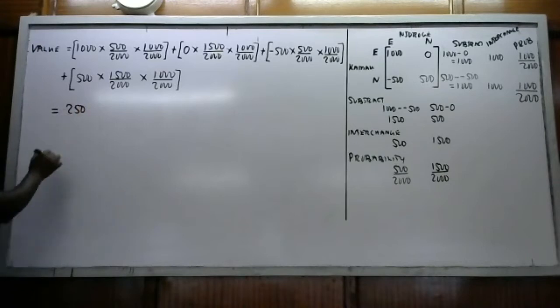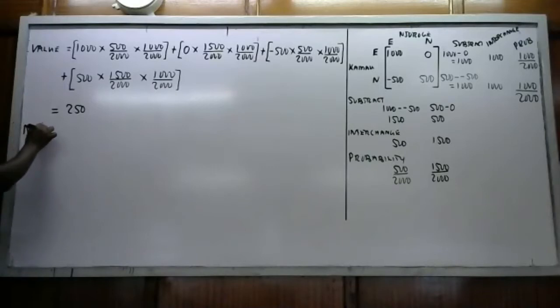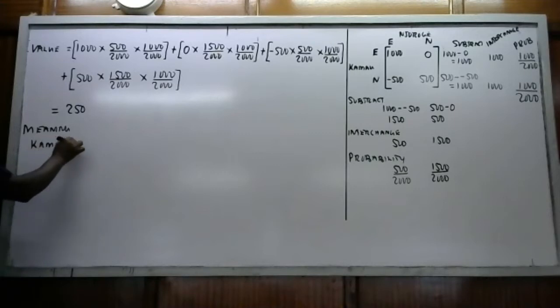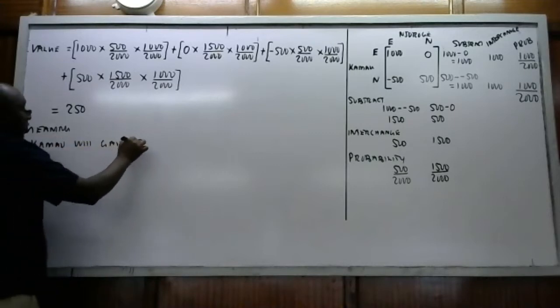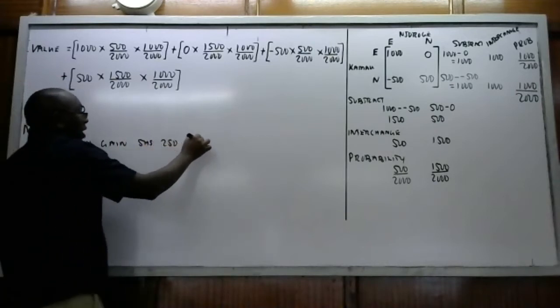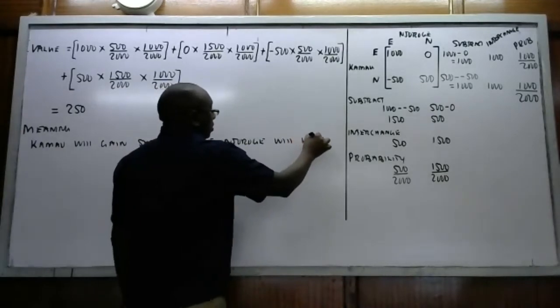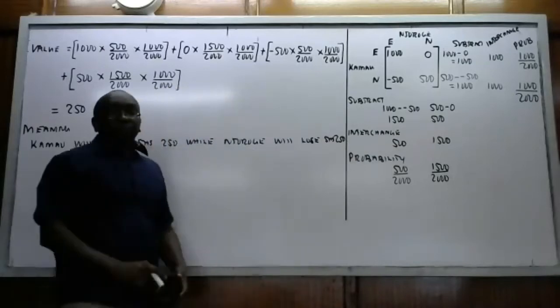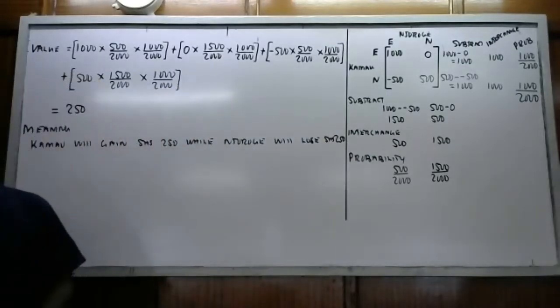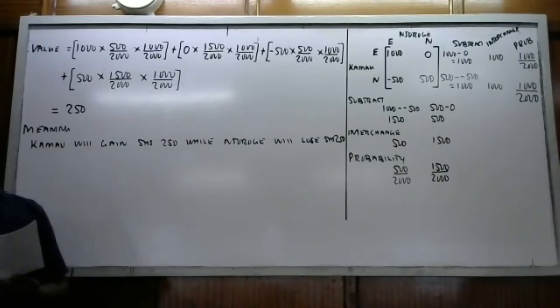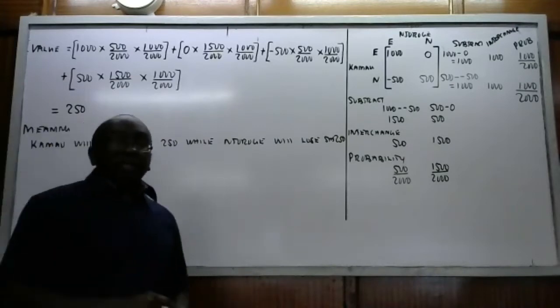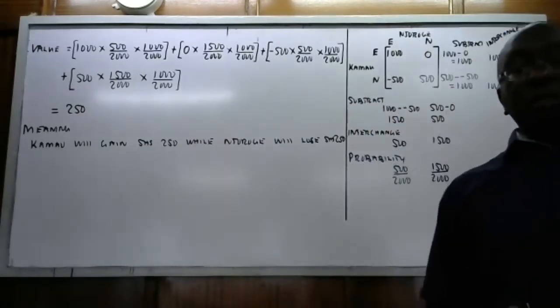The answer is 250. And confirm that. The interpretation or the meaning of that, now that it is positive, is that Kamau will gain shillings 250, while Joroge will lose shillings 250. That is the meaning of that positive value.